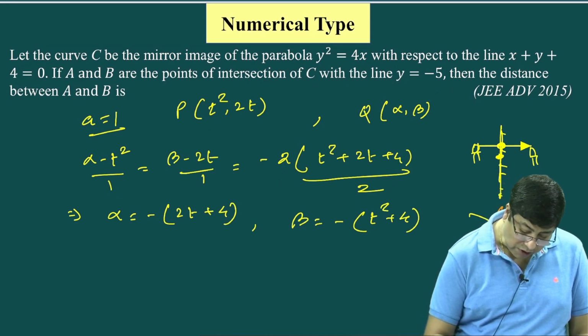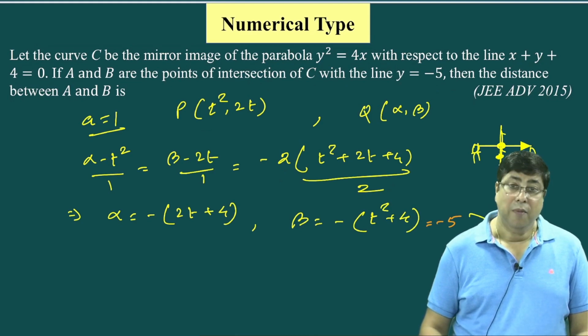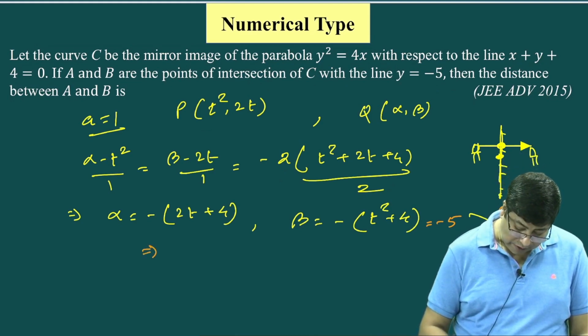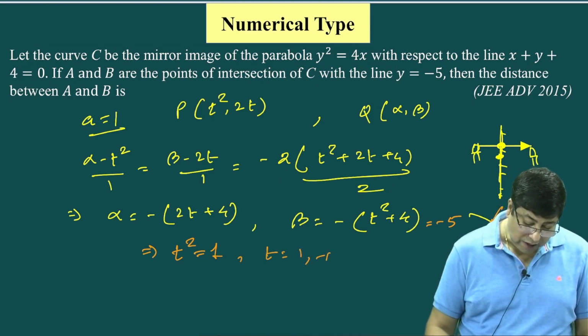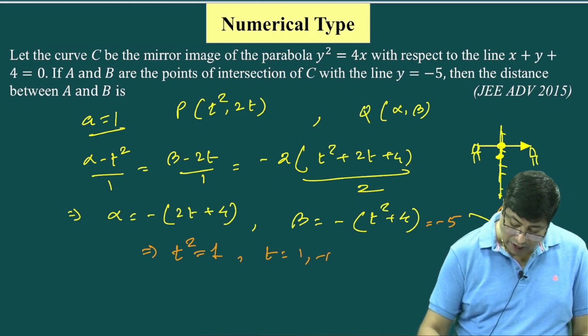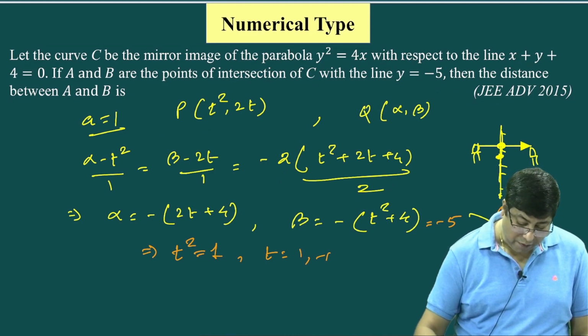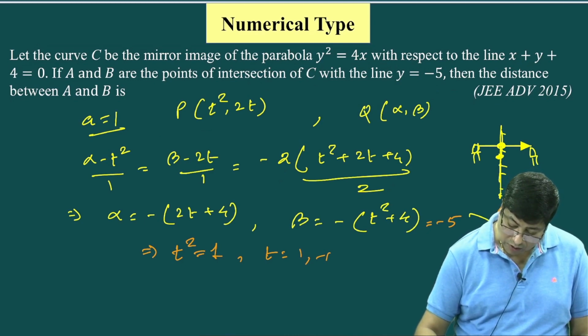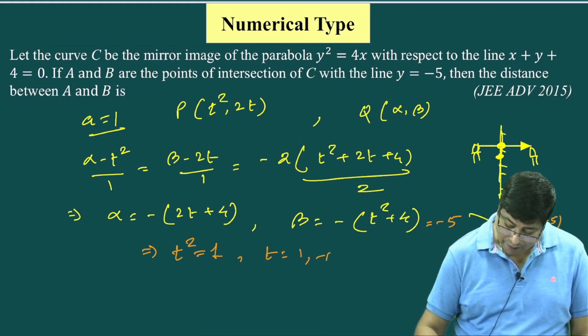Now according to the question, this is equal to minus 5. Therefore, we can say t square equal to 1. So, t equal to plus minus 1. Under this condition, if we put t equal to minus 1, what are we getting? A point comes to be minus 6 comma minus 5, and if we put the other value of t, we are getting minus 2 comma minus 5.